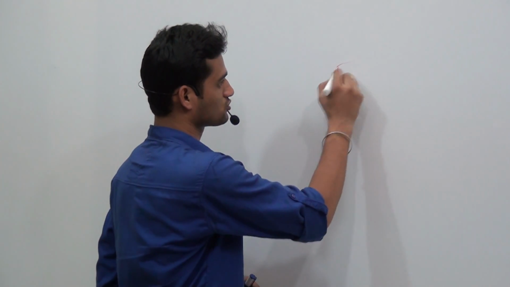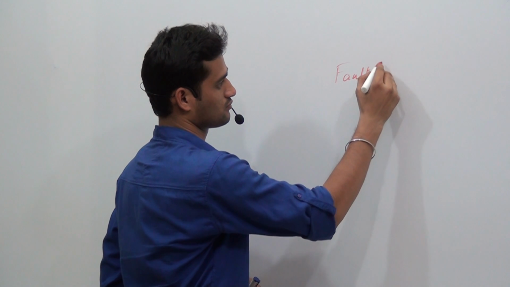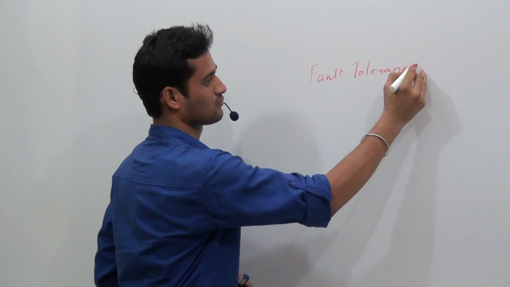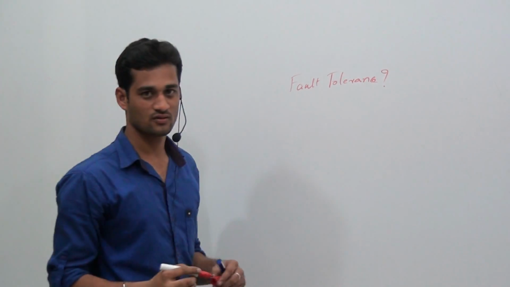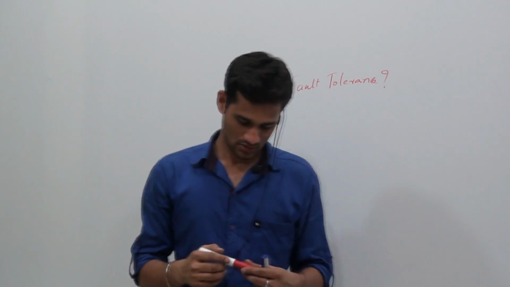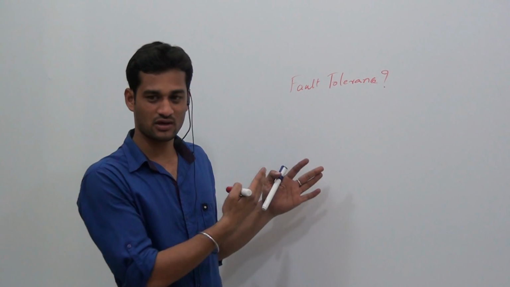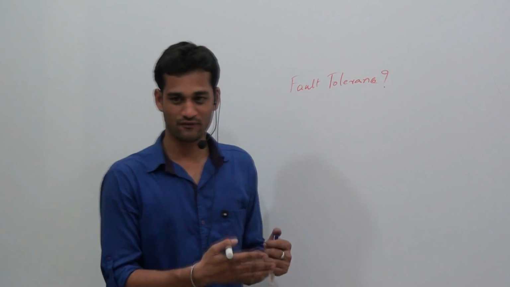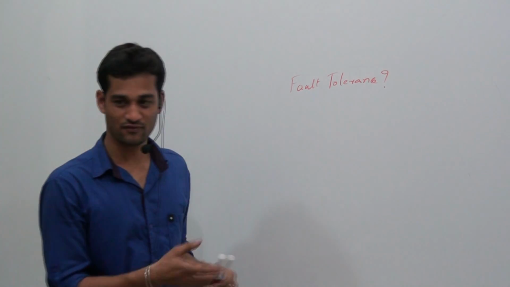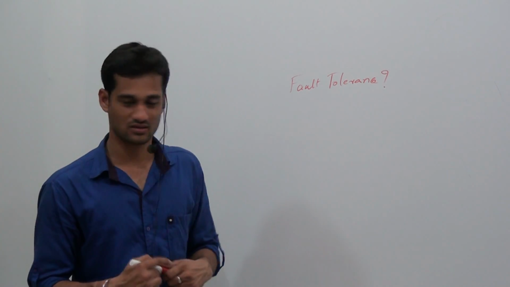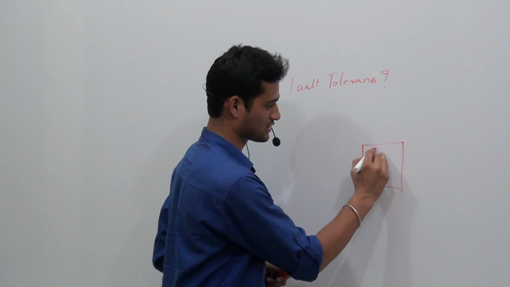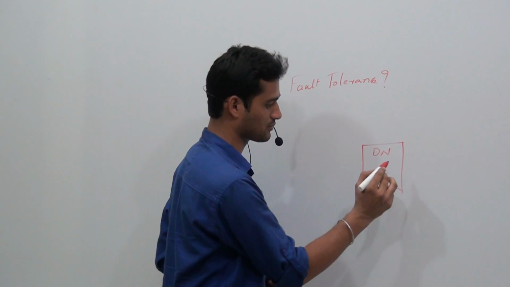So what is fault tolerance? Basically, as we have used cheap hardware in our HDFS, there may be a failure on your data node, or a failure on your task tracker. Sometimes your data node may fail or your task tracker may fail.